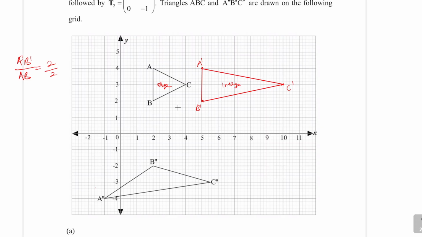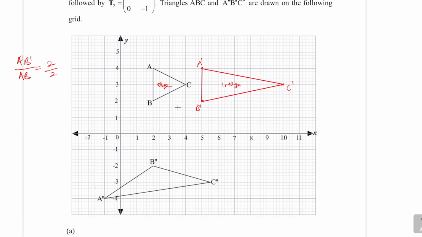Is this on a stretch? Let's see, what is a stretch? In a stretch, points move perpendicular to the invariant line. And when you look at these two objects, the object and the image, you notice that all these points are moving parallel to the x-axis.